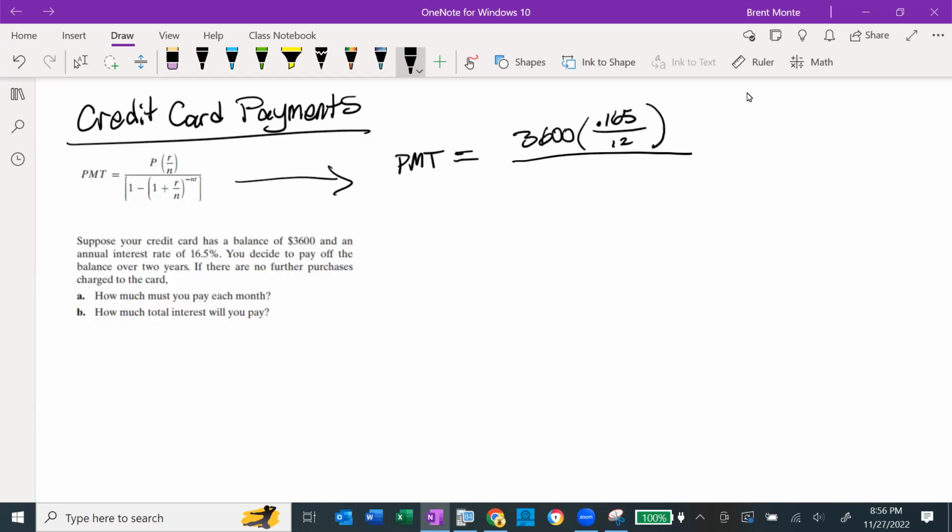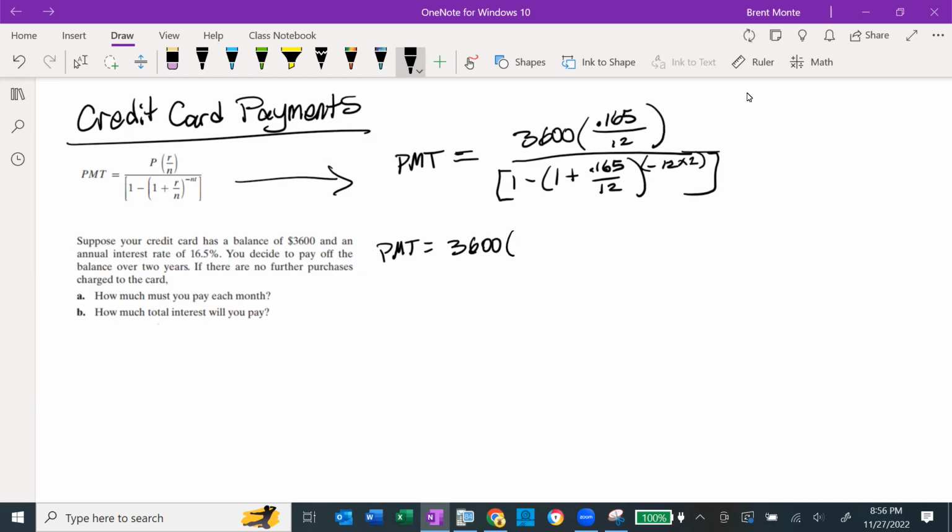That's my numerator. And then the denominator, 1 minus parentheses 1 plus R over N, again, 0.165 divided by 12, raised to the negative. N is 12. We're trying to pay it off over 2 years, so 12 times 2. Again, I like to put that in parentheses, just in case your calculator needs it. Okay, so that's the idea. Here's exactly how I'm going to put this into my calculator, and then we'll pull up the calculator and do it.